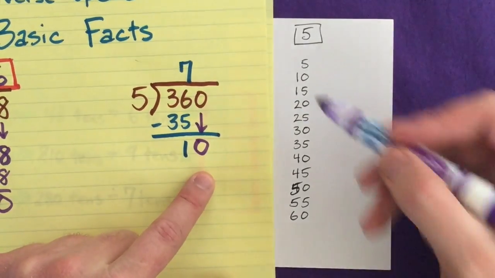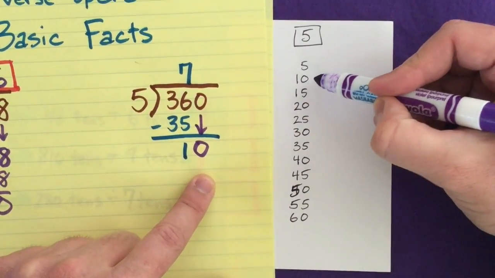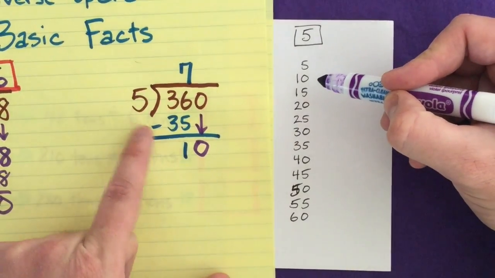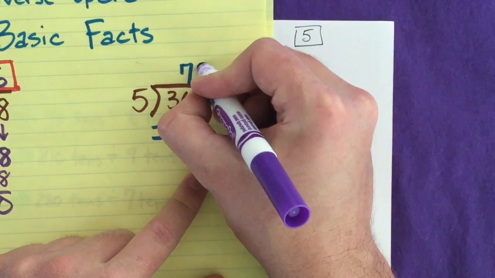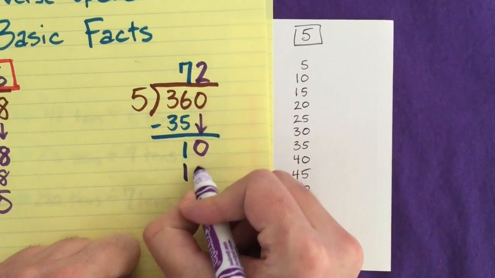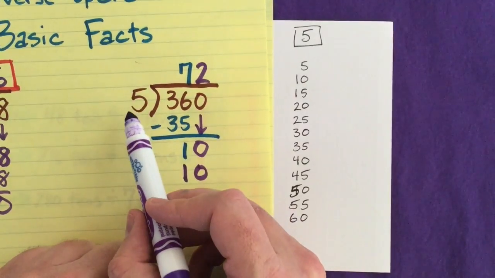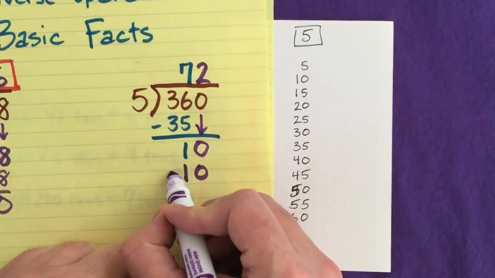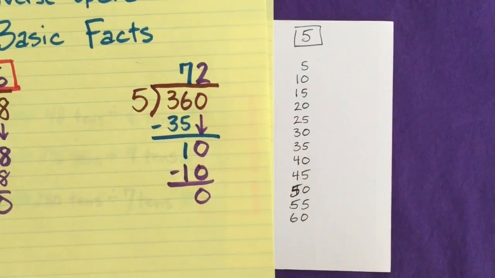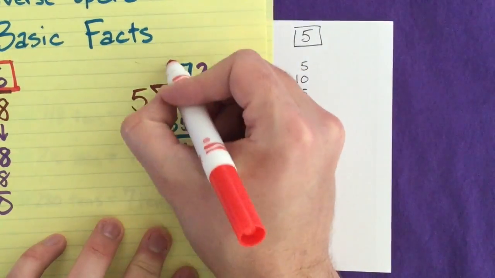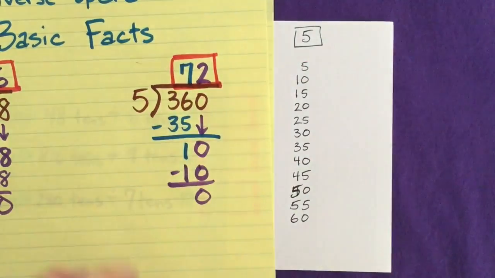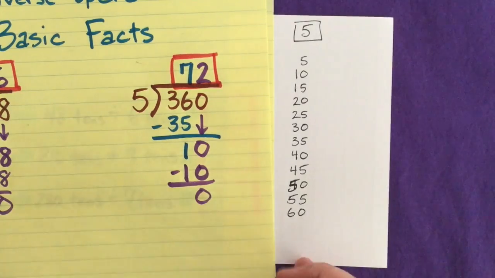Will 5 go into 10? When I look at my list of multiples, hey, sure enough, there's 10 right there. 5 will go into 10 2 times. And I know that 5 times 2 is 10, so when I take that 10 out, I'm left with no remainder. That lets me know that my quotient is a whole number. So 5 goes into 360 72 times. This is a neat little way of just using the multiples I know to help me get the quotients I need in basic long division.